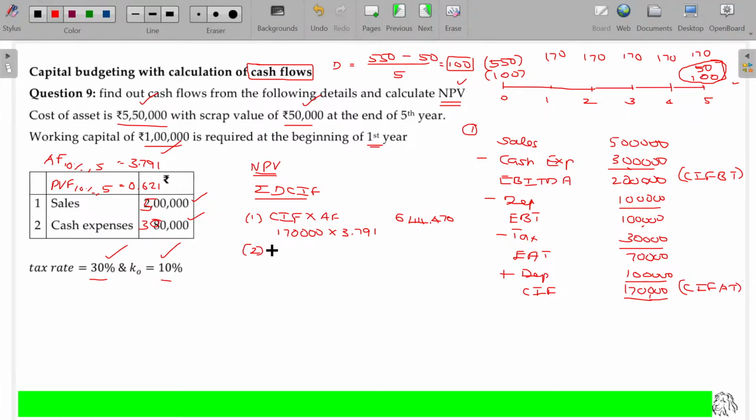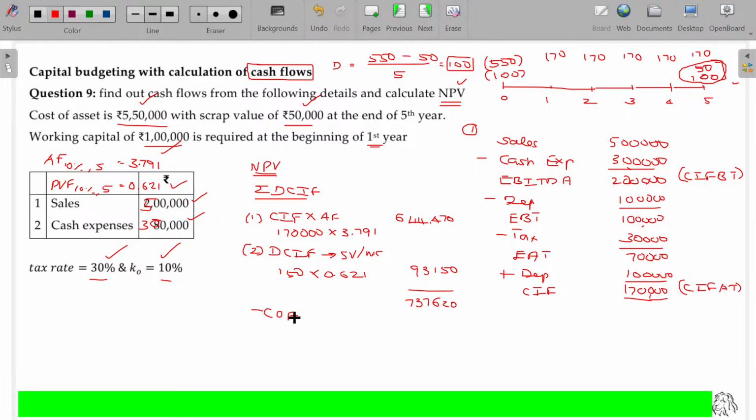Second part is all about discounted cash inflow related to scrap value as well as working capital realization. Realization of working capital and scrap, 150,000, is multiplied with the PV factor. It's only applicable for one year. So 150,000 into 0.621, this value being 93,150. Then overall value being 7,37,620.